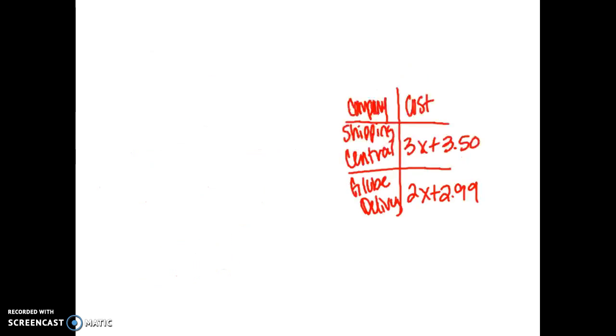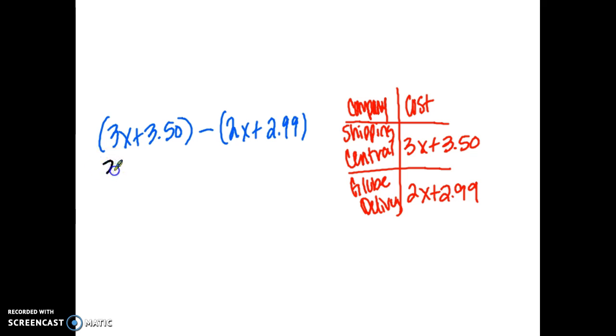All right, we have the cost of shipping a package shown. How much more does Shipping Central charge than Globe Delivery? So we're going to take 3x plus $3.50, and we're going to subtract 2x plus $2.99. I'm going to rewrite this without parentheses. 3x plus $3.50 minus 2x minus $2.99.